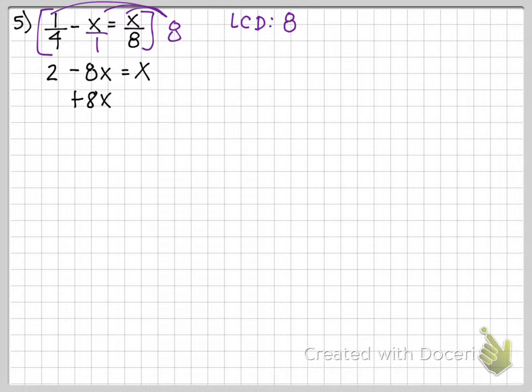Okay, combine like terms, so add 8x to both sides. So 2 equals, well, x plus 8x is 9x, and then to get x by itself, I divide by 9.